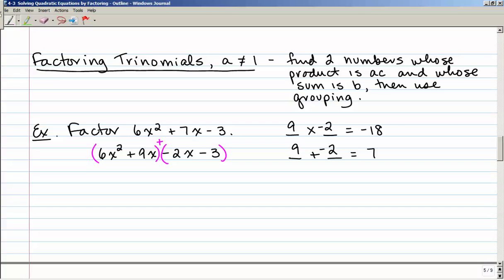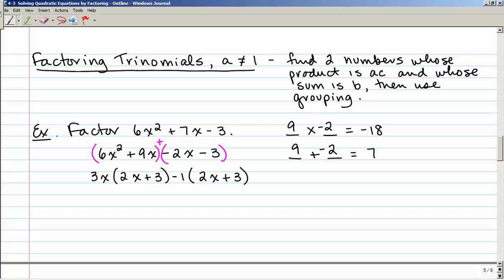Now I'm going to look at each set of parentheses and take out a greatest common factor. So given 6x squared plus 9x, I can take out a 3x, and that leaves me with 2x plus 3. Out of the second one, I can take out just a 1, but since there's a negative here, let's make it a negative 1, and that's going to leave me 2x plus 3. Now if you're doing it right, you should have the same stuff in the parentheses, in which case I do.